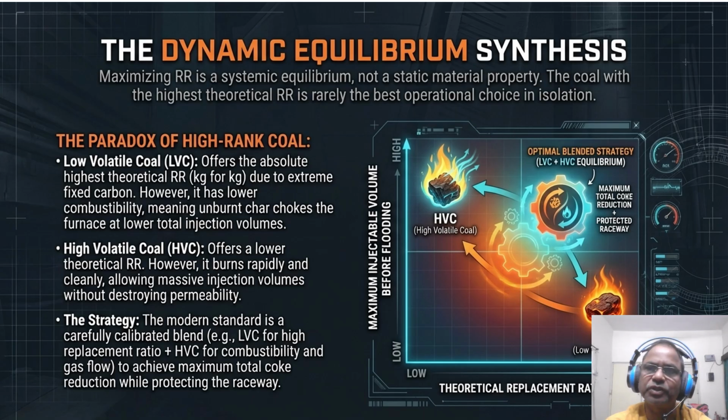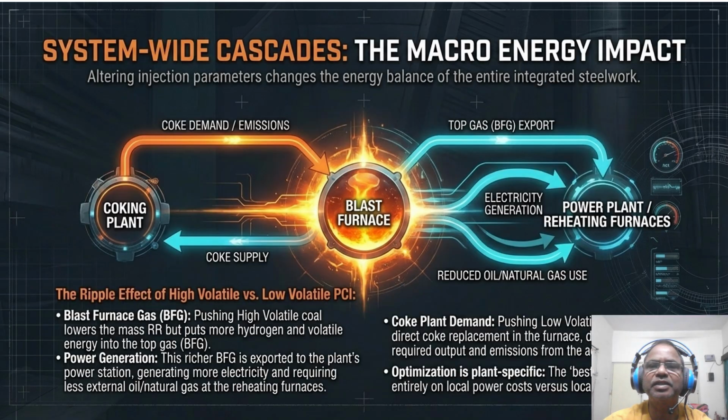So what is the solution? Maximizing replacement ratio is a systematic equilibrium. The best coal on paper is rarely the best operational choice in isolation. And we must remember that changing the furnace injection doesn't just stay inside the furnace, it ripples through the entire plant. So coming to our next slide, which is on the system-wide cascades, the macro energy impact.